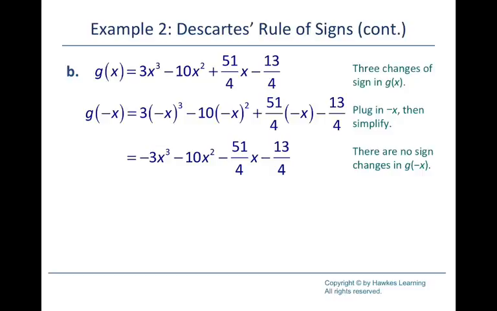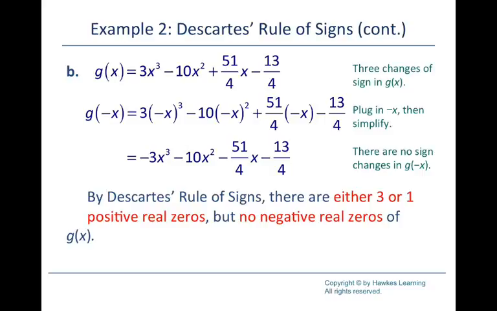So when we get our rational zeros theorem, when we have plus or minus this list of zeros, we don't have to even try the negatives because we know there's not any negative real zeros. So that helps us narrow down what we can try and what we should try. There's either three or one positive real zeros and no negative real zeros for this particular example, g of x.